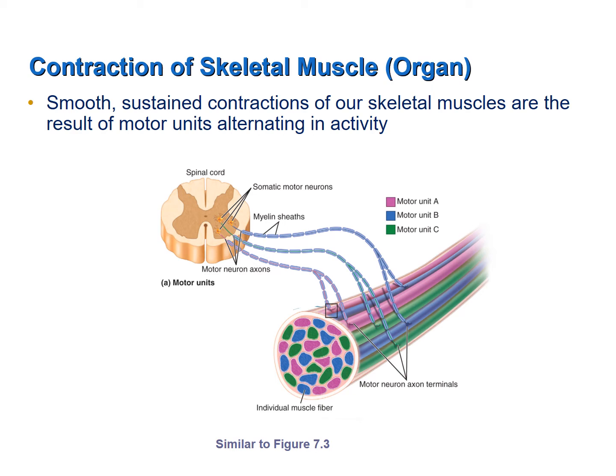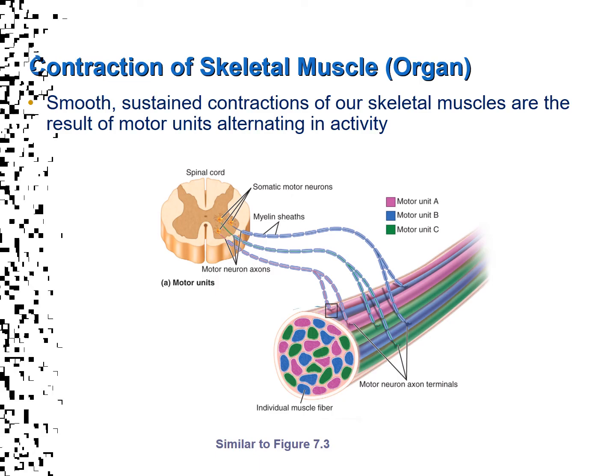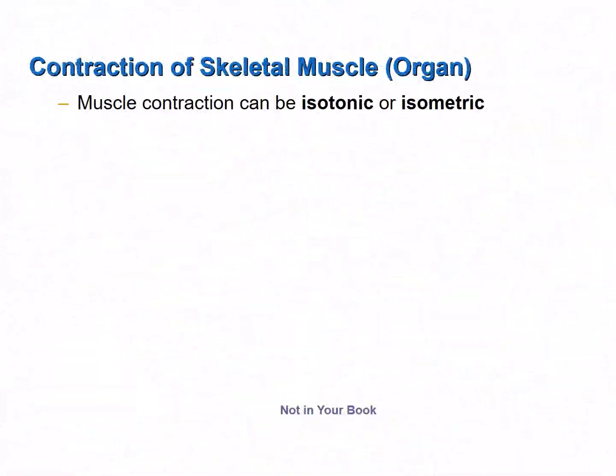So not only does alternating activity of motor units produce smooth, sustained contractions, it also allows constant muscle tone, and allows certain postural muscles responsible for maintaining posture to be partially contracted all day without fatiguing. Contraction of skeletal muscles, the organ, comes in two forms. Muscle contraction can be isotonic or it can be isometric.